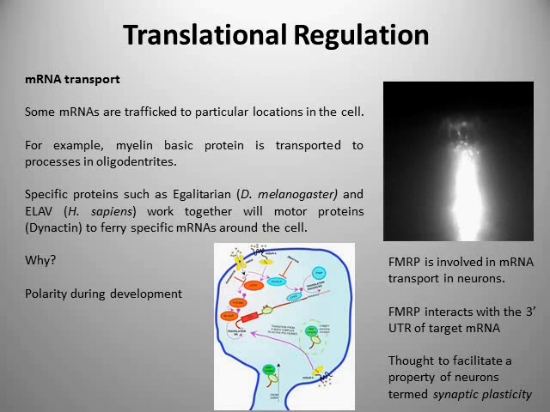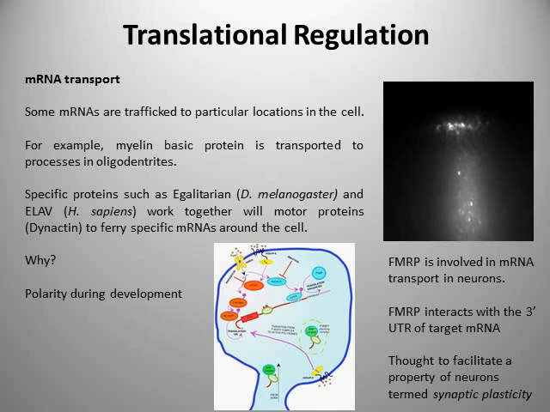So another way in which the cell can regulate translation of mRNAs is via transporting RNAs around the cell. So it's not the case that all mRNAs are instantly translated to protein as soon as they're exported from the nucleus. Some RNAs are actually physically taken to different locations within the cell before they are translated into protein. One example is myelin basic protein, which is transported to processes in oligodendrocytes. So in other words, the RNA is taken to the point in the cell where the protein is actually most needed.